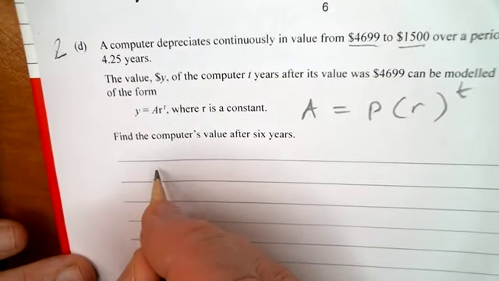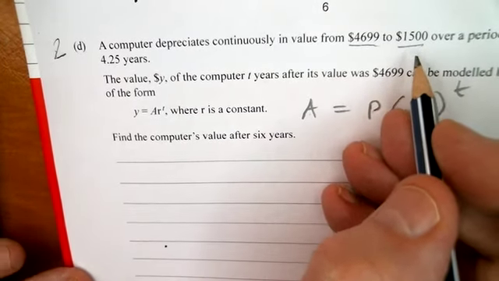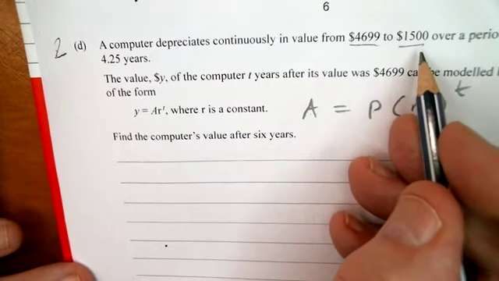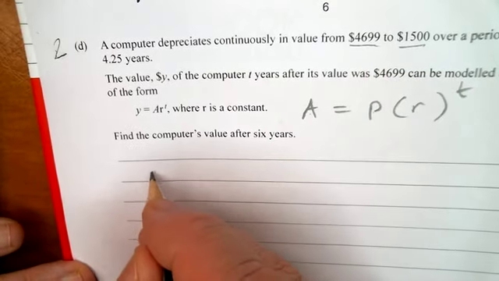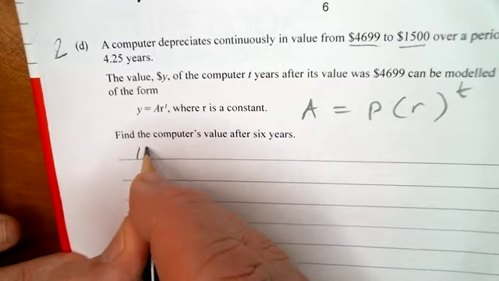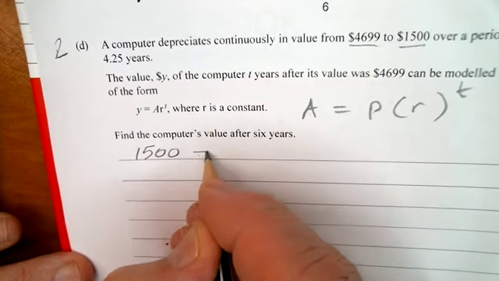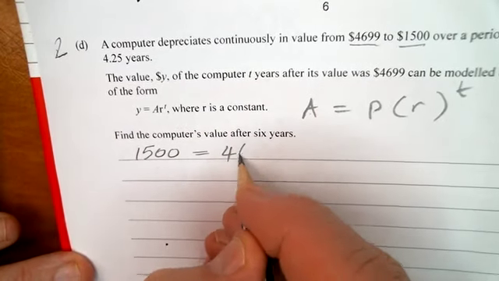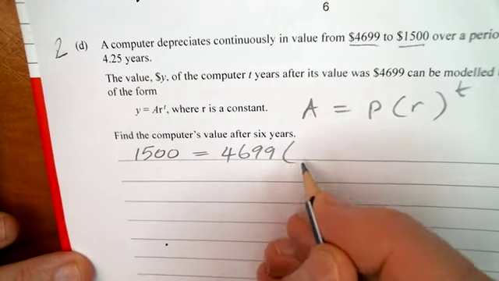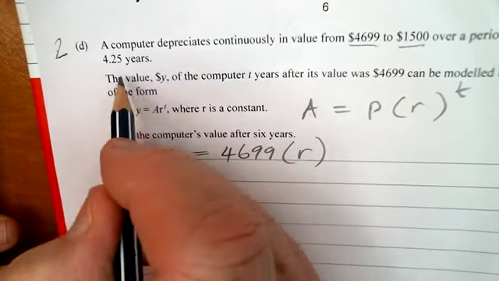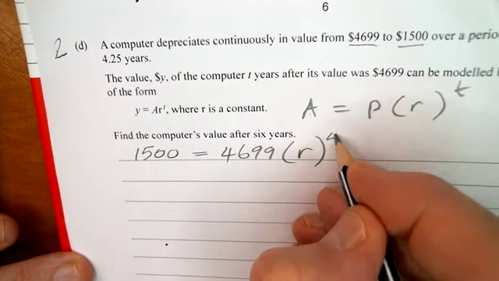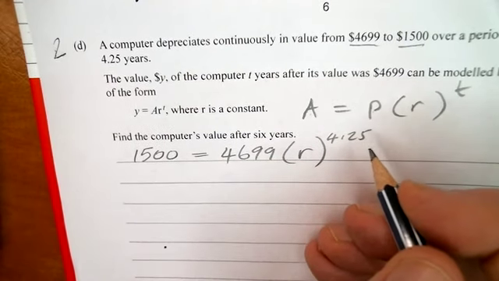So the initial amount was 4,699. Sorry, the amount we ended up with was 1,500. Here we are, 1,500. And we started off at 4,699 at a certain interest rate that we do not know, over a period we do know of 4.25 years.